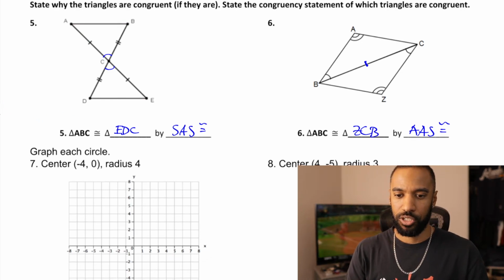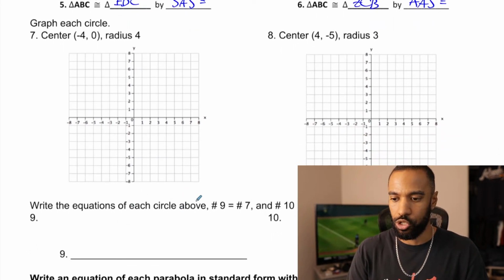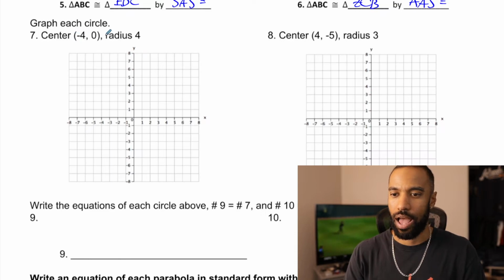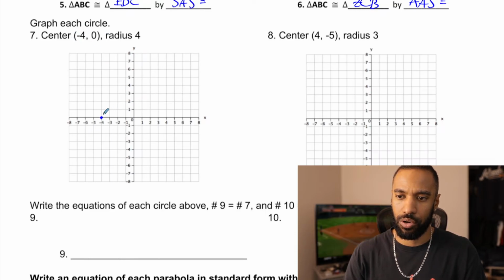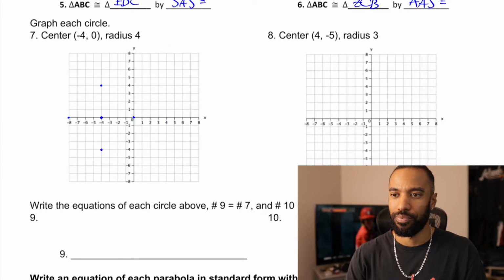All right, graph each circle. So they just say graph. They don't say write the equations. They do below though. So graph each circle, -4, 0, a radius of 4. Got a lot of circle things. For a multiple choice final where you don't actually have to graph them, this is quite a lot of work for us to do for these, I do believe.